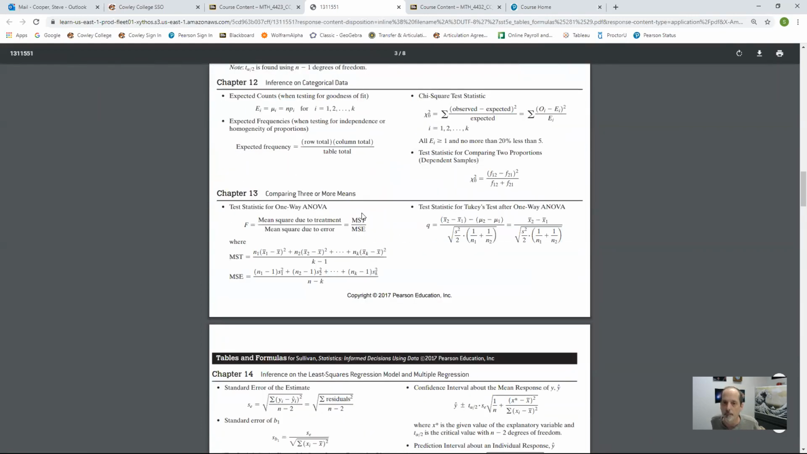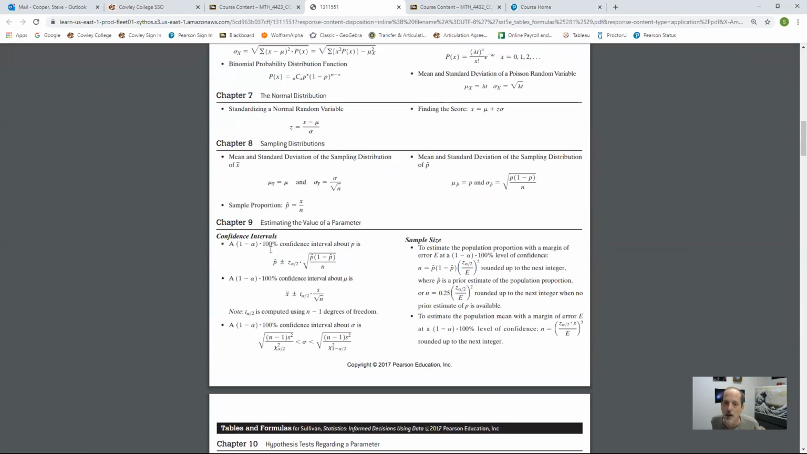And then chapter 9, this is like a quick shot of the particular formula that you're going to be using. So this is what we looked at.